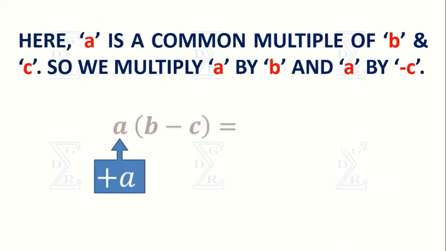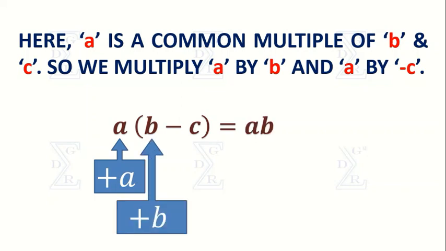Observe the sign between B and C is minus. As we know, A is a common multiple of B and minus C. Here, we observe the sign of A and B are plus, so the product of plus into plus is plus, and the product of A and B is AB.